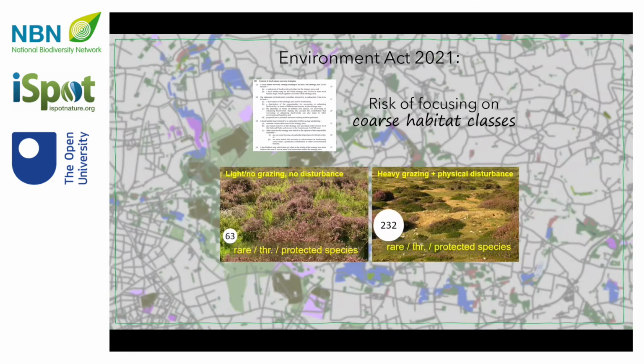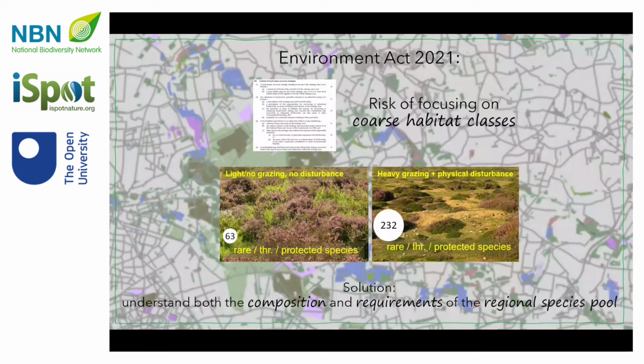Take for instance work in Breckland. These two pictures here show the same habitat class, lowland heathland, but managed in one way on the left, you can get 60 plus priority species, but managed slightly differently, the same habitat class, you could get almost 4 times as many priority species. So a solution is finding out what species are there in a region and their on-the-ground habitat requirements.